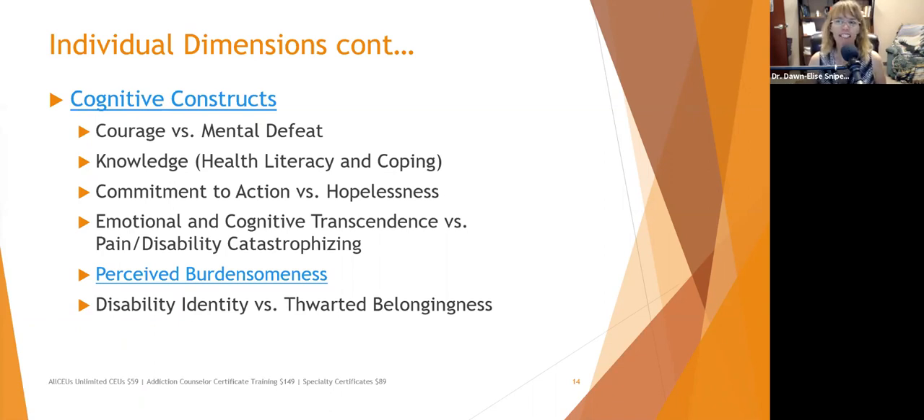Emotional and cognitive transcendence is also important. Recognizing that there are going to be some days where you're depressed, and there are going to be some days when you're not. And there are going to be some days when you have unhelpful thoughts, but there are going to be ways that you can transcend that so you're not ruminating on the disability or what you can't do anymore, versus focusing on the pain, ruminating on it, and catastrophizing about where it's going to go or all the things you don't have anymore.